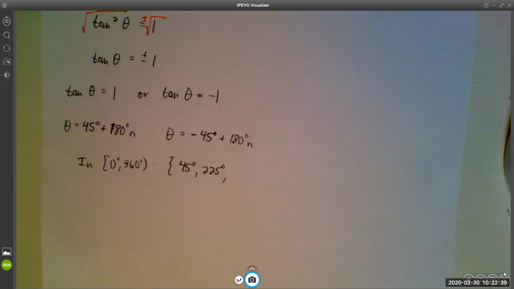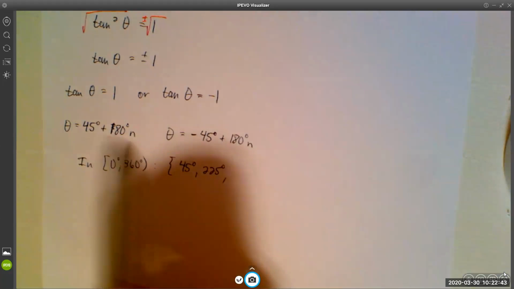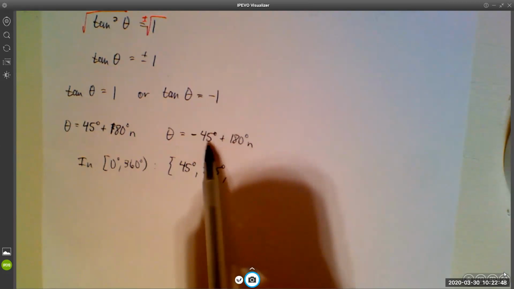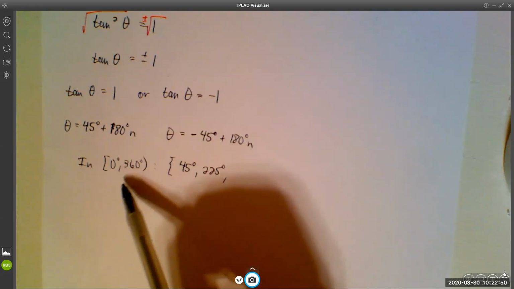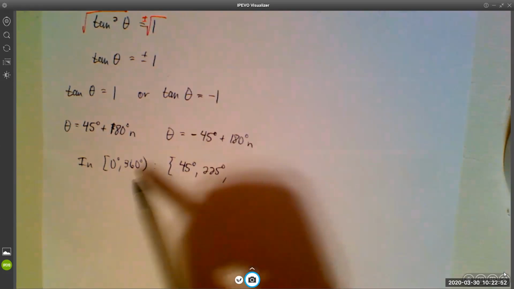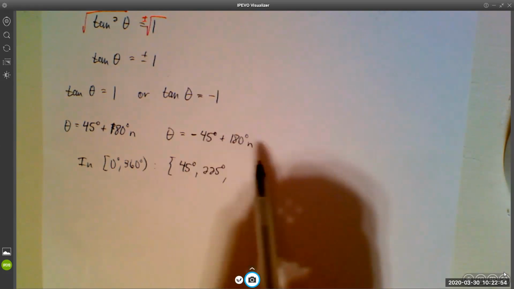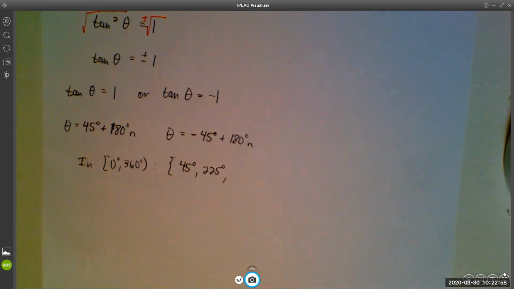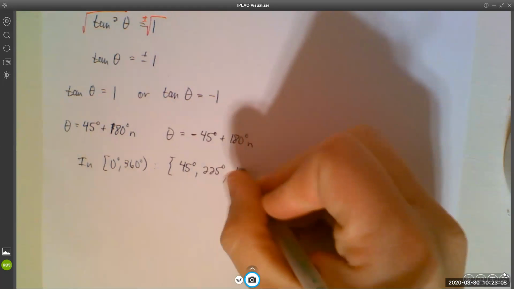Okay. All right, so that takes care of the solutions that are generated by this rule. Now the solution generated here: if I plug in 0 for n, I get -45, but that's not inside of the interval that I'm interested in, so I'm not going to use that solution. If I plug in 1 for n, I get -45 plus 180. In other words, 180 minus 45. So, what's that? 135, right? So 135 is the solution.